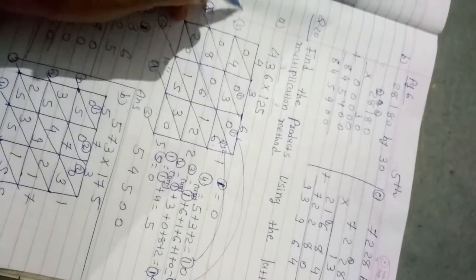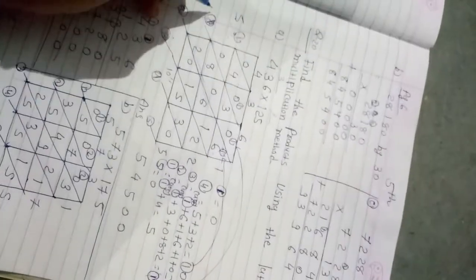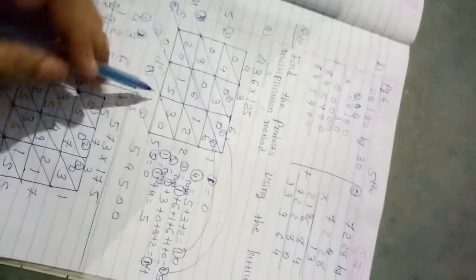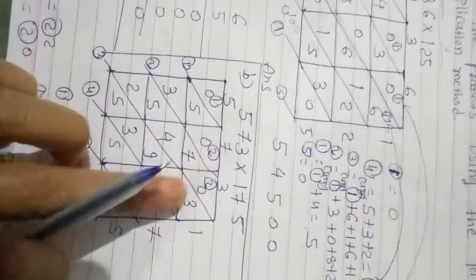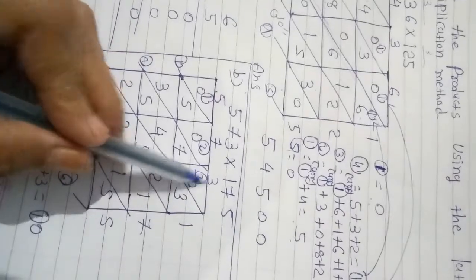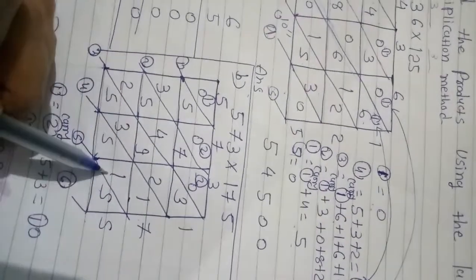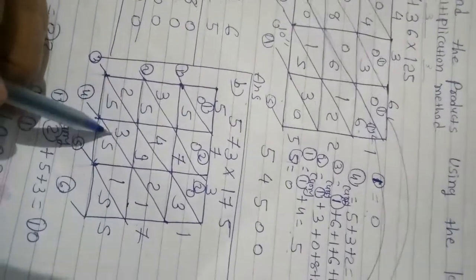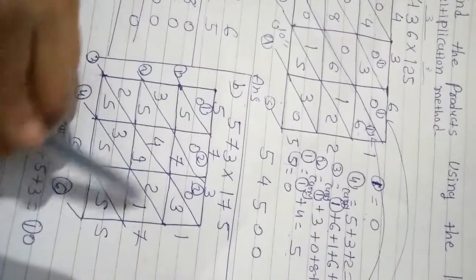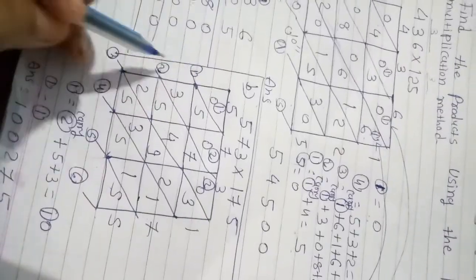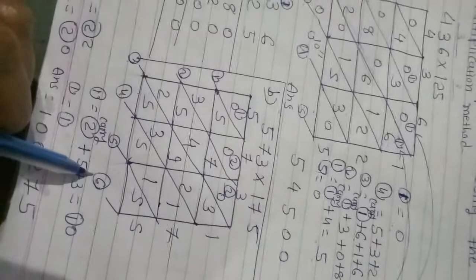So here I get 5. Then here I get 4. So 5 4 5 0 0. Okay. Same thing here you can see. 5 7 3 1 7 5. 3 1s are 3. 3 7s are 21. 3 5s are 15. 7 1s are 7. 7 7s are 49. 7 5s are 35. 5 1s are 5. 5 7s are 35. 5 5s are 25.